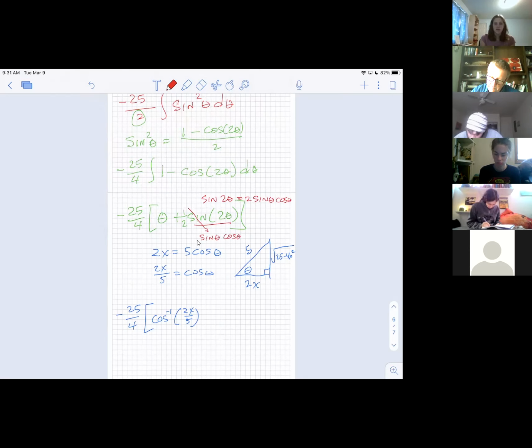Cool. The cosine of theta is 2x over 5. The sine of theta I can get from this right triangle over here. The sine of theta is opposite over hypotenuse, which is the square root of 25 minus 4x squared over 5. There. Wow. That's crazy. It's hard to believe that's the answer, isn't it? The original problem was the integral of the square root of 25 minus 4x squared, and that's the answer to it? Wow, you gotta be kidding me.